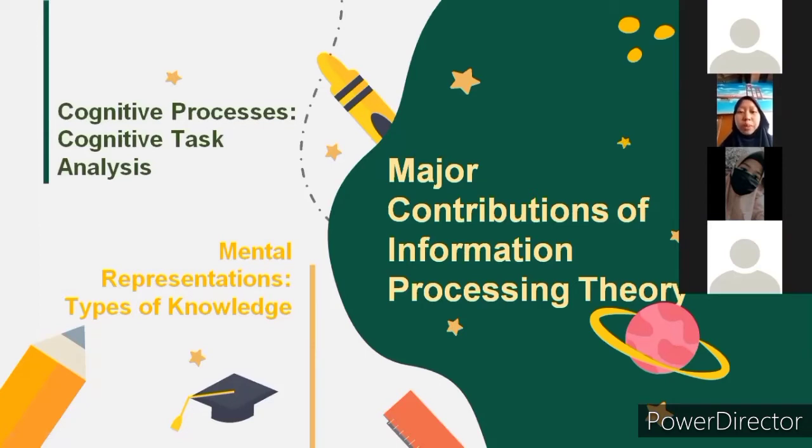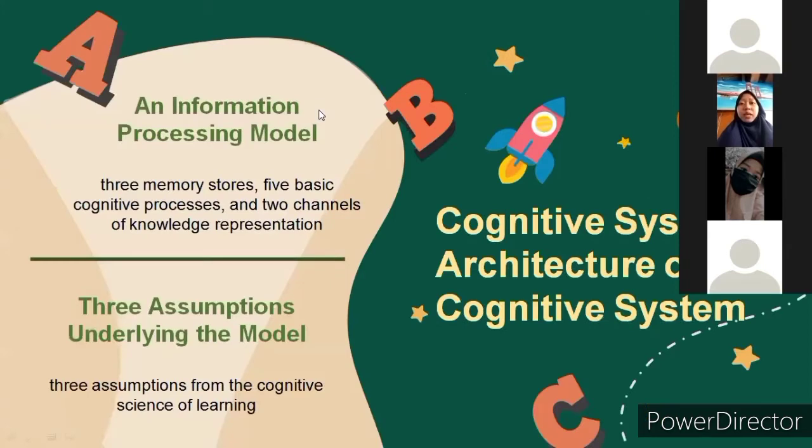Now let's talk about major contributions of information processing theory. The first one, we are going to talk about cognitive processes, which focus on cognitive task analysis. A fundamental contribution of information processing theory is cognitive task analysis techniques, which are used for describing the cognitive processes that a person must carry out to accomplish a cognitive task. Based on this, a cognitive problem can be broken down into five basic steps.